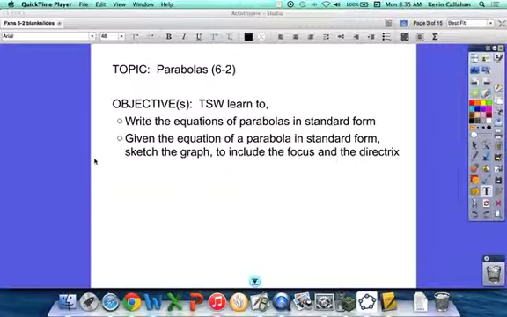When you did quadratic functions, you did parabolas. But we do more than that in this. This is a lot more than what you would have ever done in a chapter about quadratic functions.